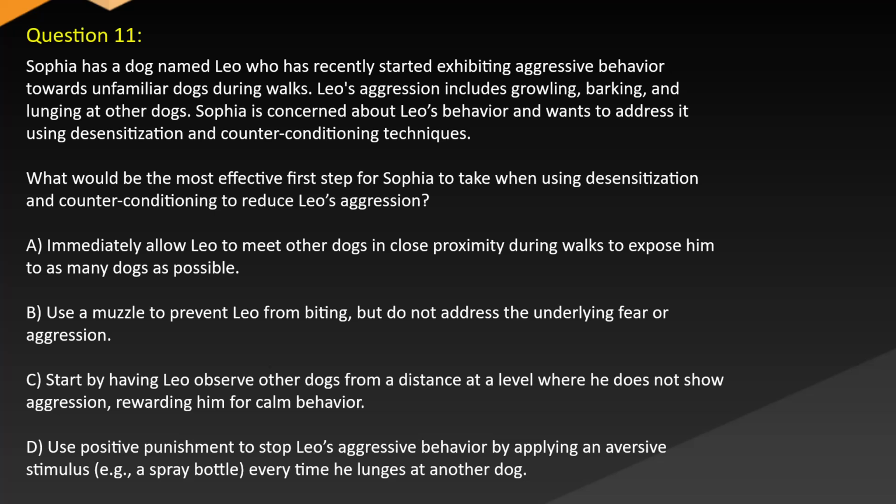A. Immediately allow Leo to meet other dogs in close proximity during walks to expose him to as many dogs as possible. B. Use a muzzle to prevent Leo from biting, but do not address the underlying fear or aggression. C. Start by having Leo observe other dogs from a distance at a level where he does not show aggression, rewarding him for calm behavior. D. Use positive punishment to stop Leo's aggressive behavior by applying an aversive spray bottle every time he lunges at another dog.